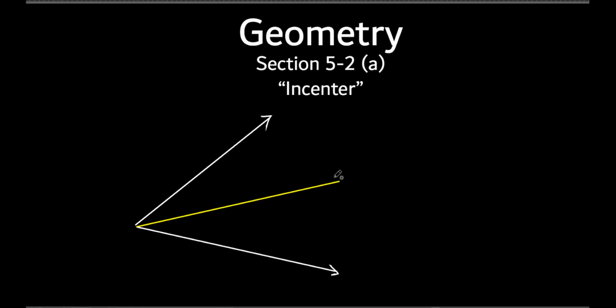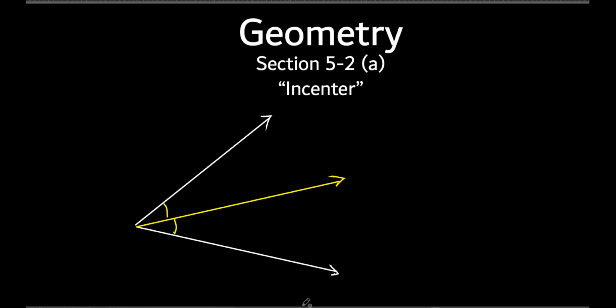All right, so if this angle right here was equal to this angle right here, then what's true about that yellow ray? What does it do? It bisects it, okay? So we could also call it an angle bisector, all right? So this ray, this yellow one right here, is called an angle bisector. Why? Because it bisects the angle. It splits the angle into two equal angles. Everybody with me on that? All right, so that's important.